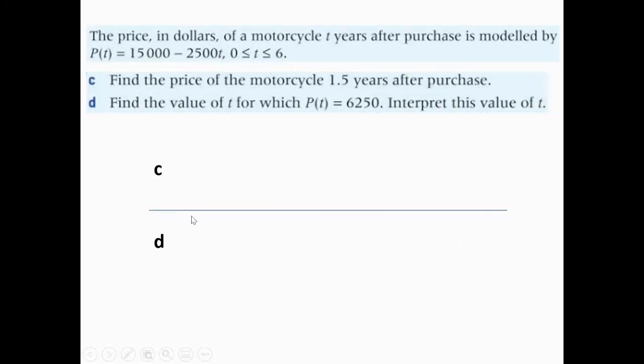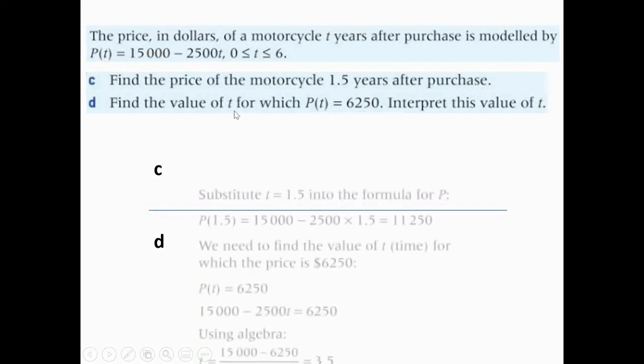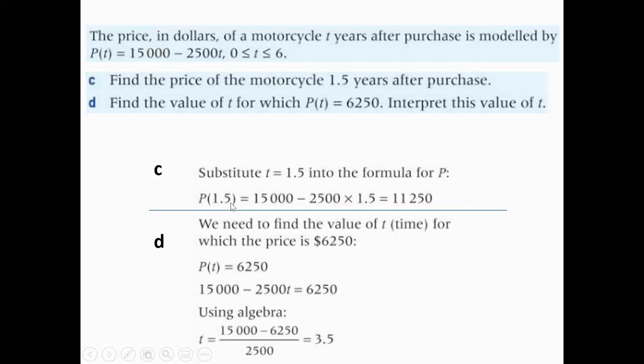Okay, let's continue the same problem. Find the price after 1.5 years, and then find the value of t for which the price is this. So here it tells you how many years. You're told the input. Here it tells you what is the price. So you're told what is the output, and you're looking for the input. Try it. Okay, so in the first one, we put 1.5 into the function, right? That's our input. 1.5 years goes in, and we get a price of 11,250 out. Great, so 1.5 years after purchase, the price or value of it has gone down already.